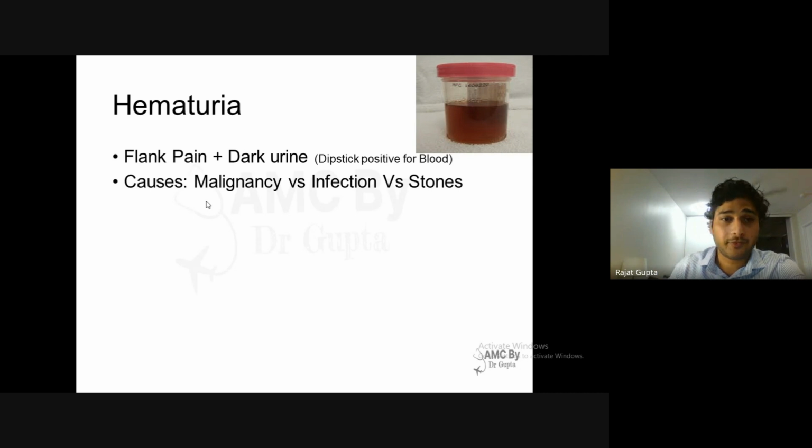So stay. Hematuria: if a patient comes with flank pain and dark urine, and the dipstick is positive for blood, tell me, is it truly positive, or can it be something else as well?